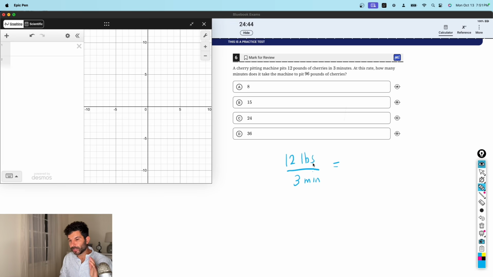So in any proportion, again, we have a ratio of pounds over minutes. We want the same exact words to be on the same side, or on the other side, I should say. 96 is going to go up at the top, and then we're going to solve for x.